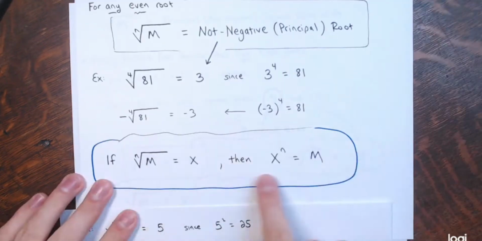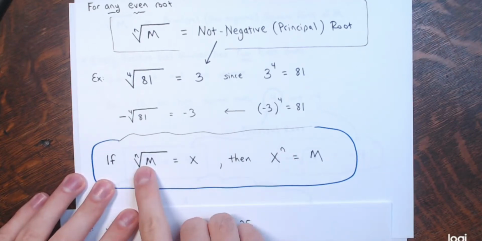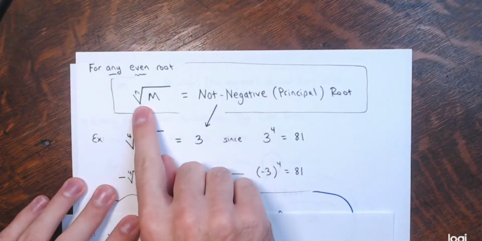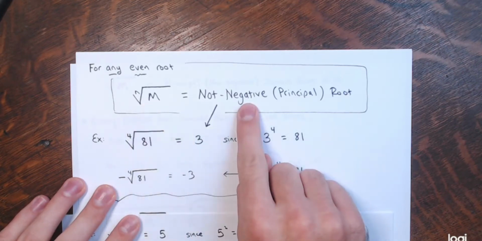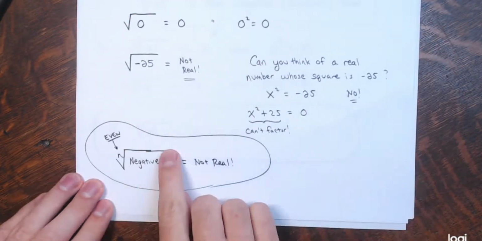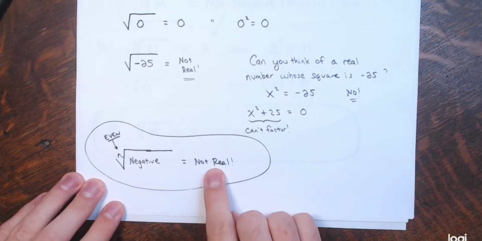We have this: if the nth root of m is x, then x to the nth is m. That's for any root, even or odd. If you see the even root symbol, the response should not be negative. It's the principal root. And if you see the even root symbol and there's a negative radicand inside, the result is not a real number, not positive, not negative, not 0. It's imaginary, and we're not going to get into imaginaries just yet.